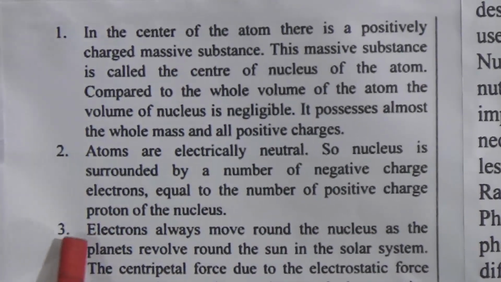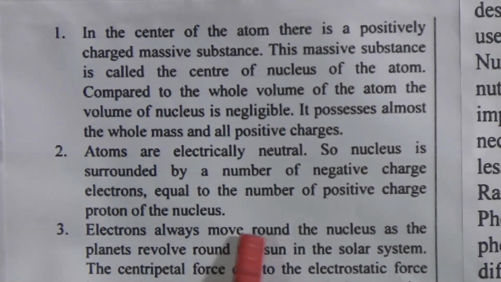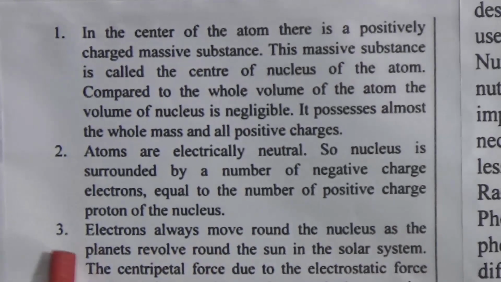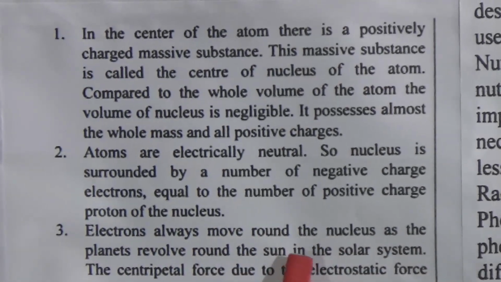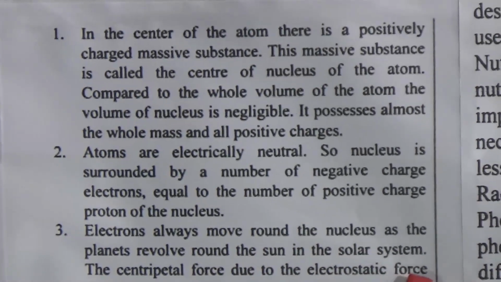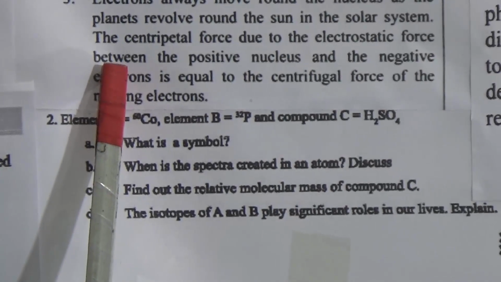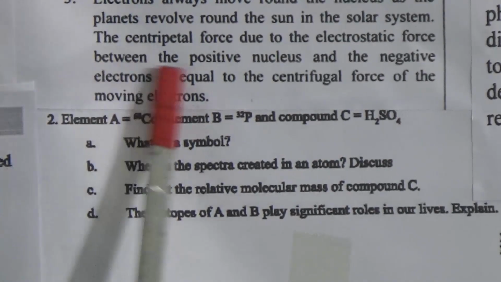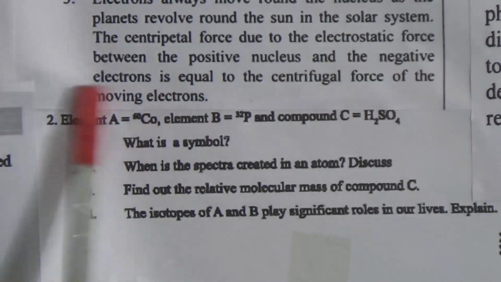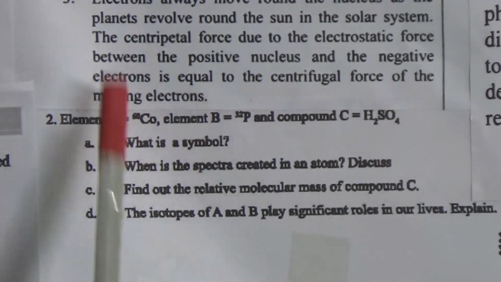Last one, the electrons always move around the nucleus as the planets revolve around the sun in the solar system. The centripetal force of the electrostatic force between the positive nucleus and the negative electron is equal to the centrifugal force of the moving electrons.